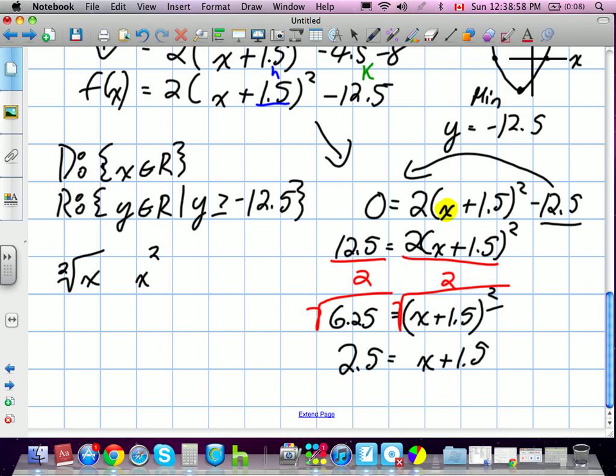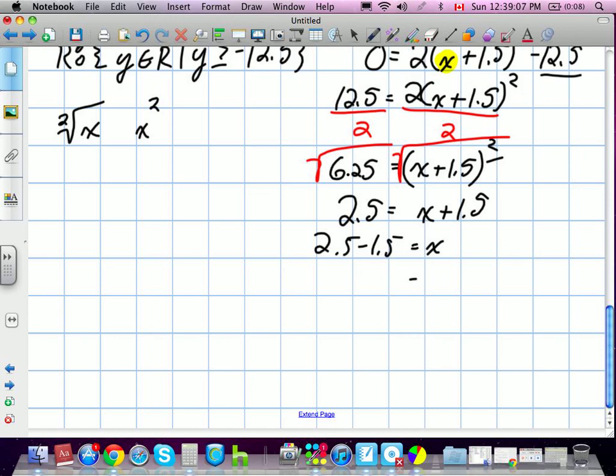Well, I just got to move 1.5 to the other side or create a 0. Technically, I'm subtracting both sides by 1.5. So 2.5 minus 1.5 equals x.